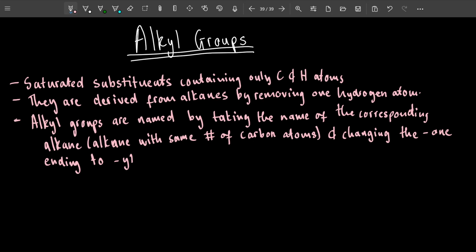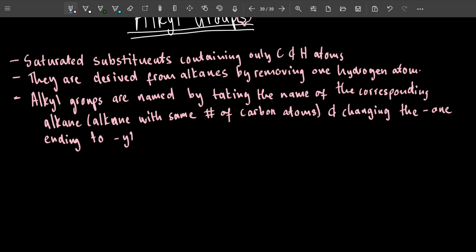Now, this is the alkyl group, or if we say groups, I mean the different types of alkyls. What are alkyls? Alkyls are saturated substituents. In other words, all the carbons in this will have single bonds, and they only have carbon and hydrogen atoms. So nothing else: carbon bonded to a carbon or to a hydrogen, and all the bonds are single bonds.